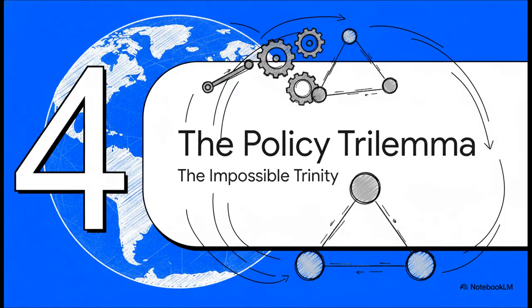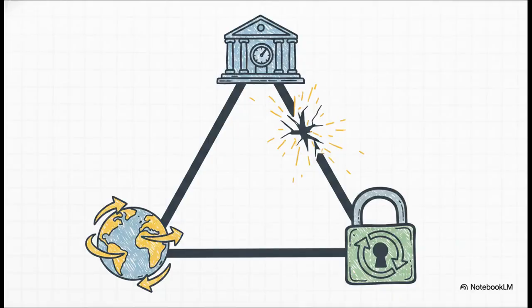Section 4. The policy trilemma. Time for our grand finale. We've seen how the mechanics of these policies work on the ground, but when we zoom out, we discover an inescapable law of physics that governs absolutely all open economies on the global stage. It all builds into what economists call the impossible trinity, or the policy trilemma.